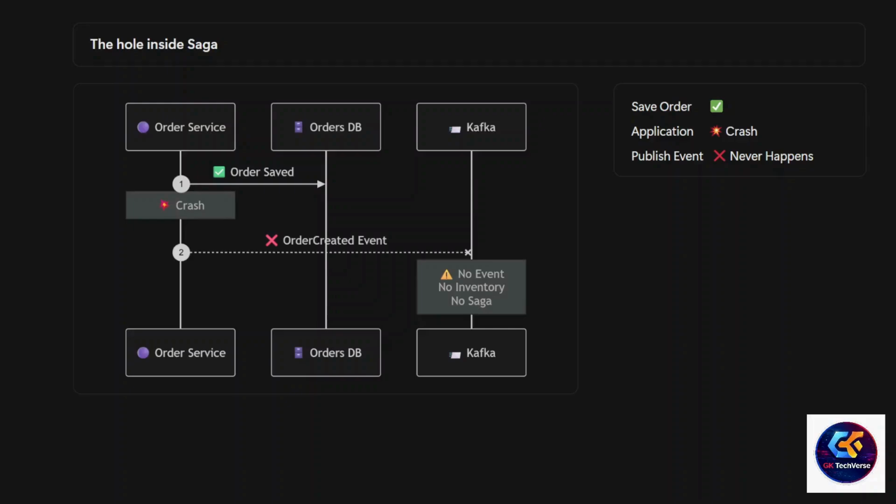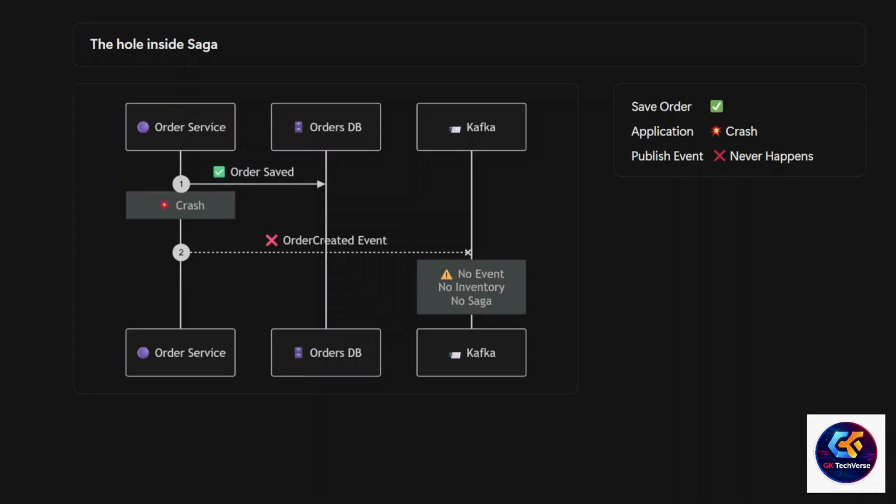The Saga pattern looks clean, but there is one problem hiding inside it that teams only discover in production. Your service writes to its database, then publishes an event to Kafka. But what if the service crashes between those two steps? The database write succeeded, the Kafka event was never published. The next service in the Saga never triggered. Your data is inconsistent and nobody knows.